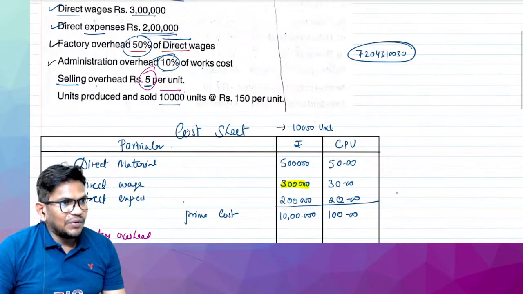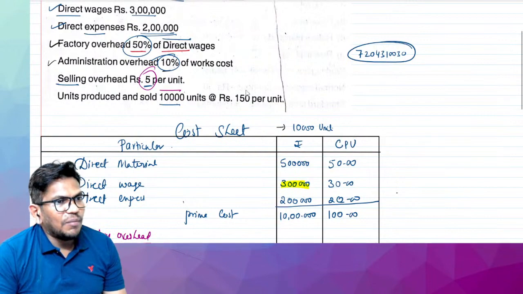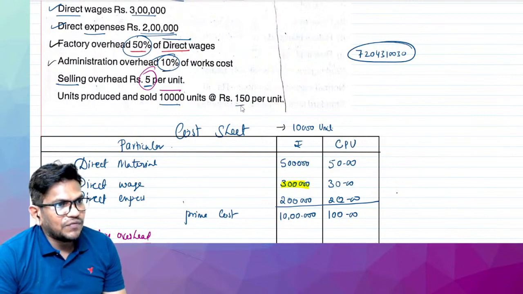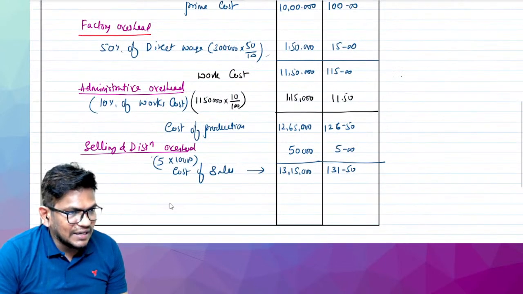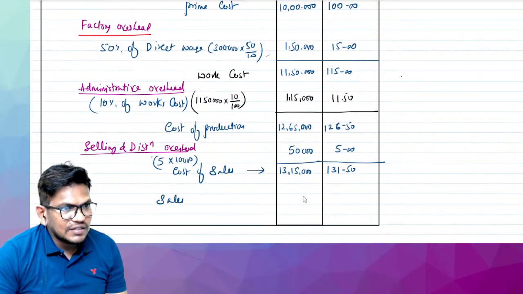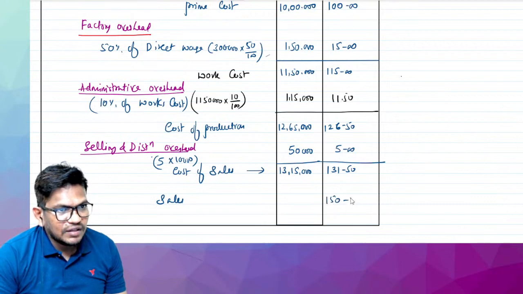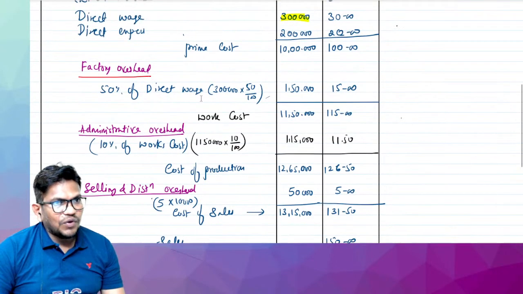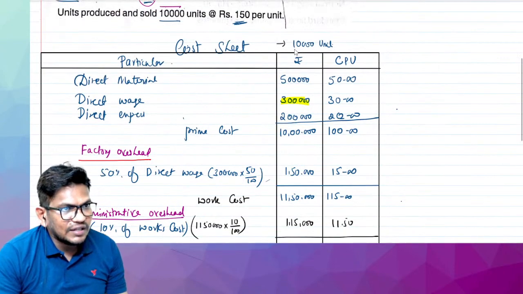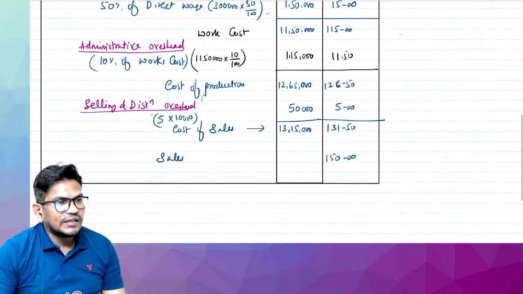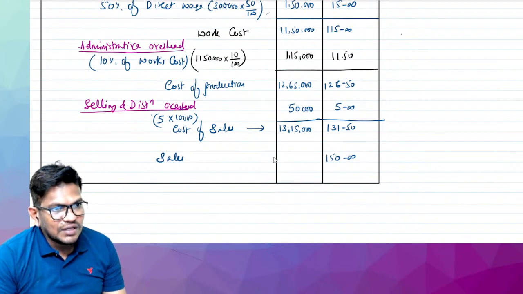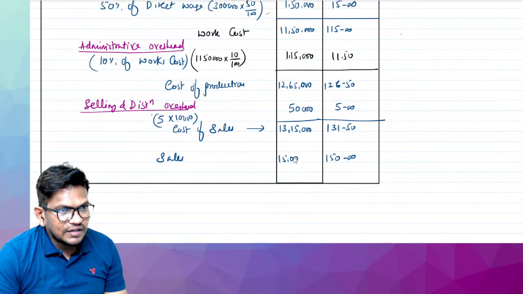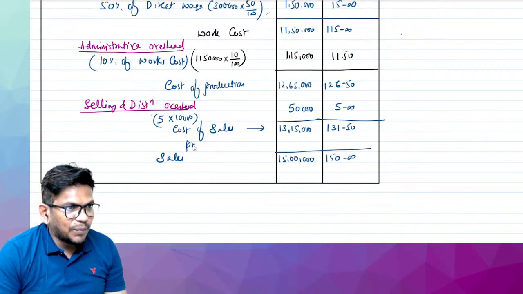Now, just have a look here. How many units they have sold? Units produced and sold 150 per unit, 10,000. So guys, they are very simple. Sales is 150. 150 into 10,000, how much is it? That comes 15 lakh, right?